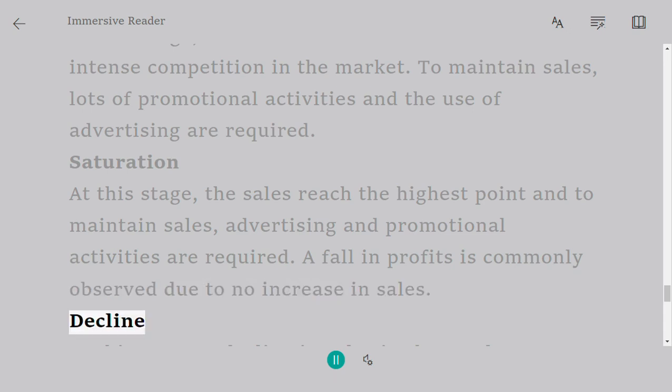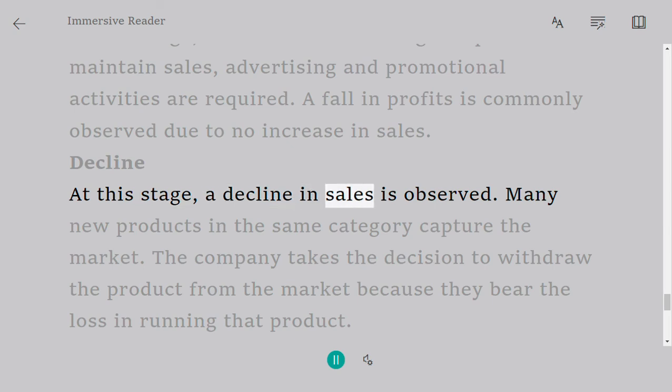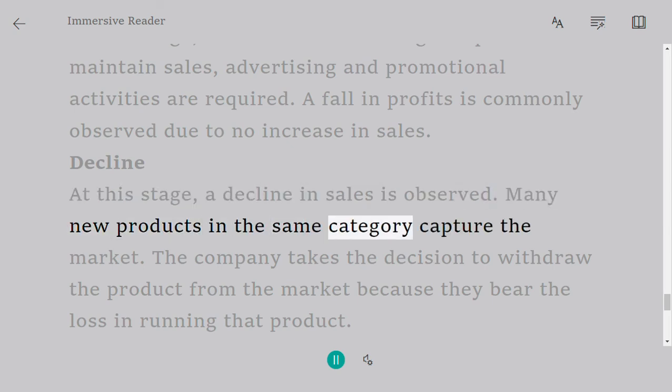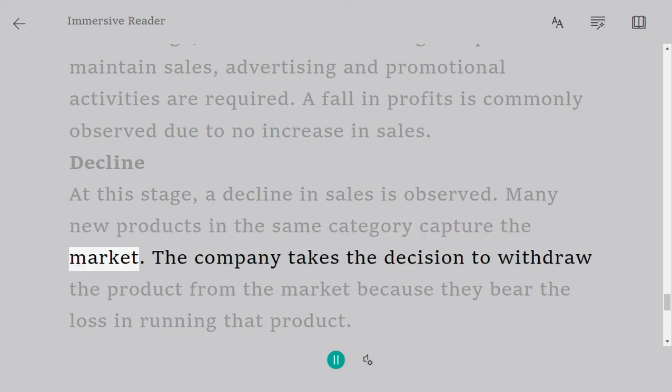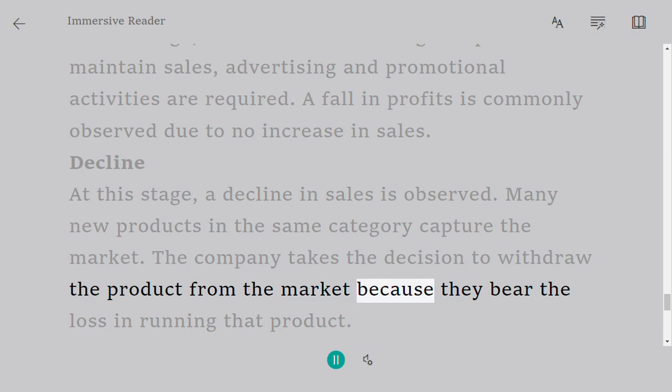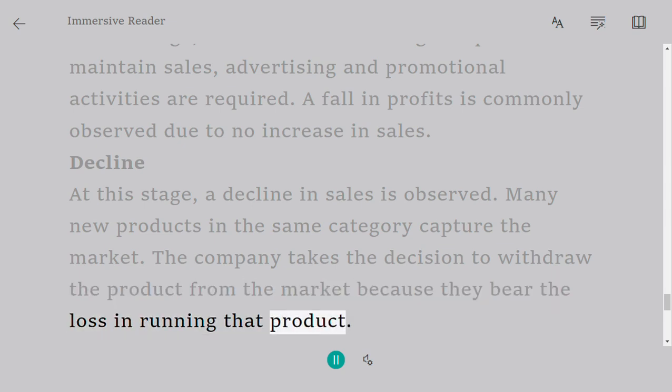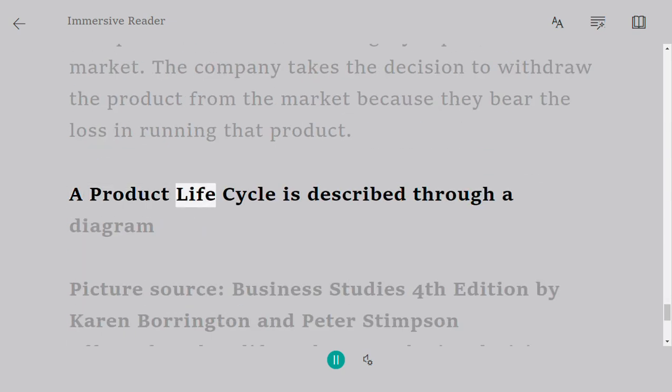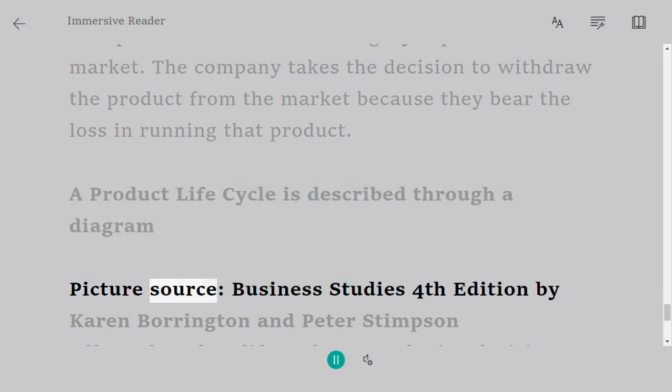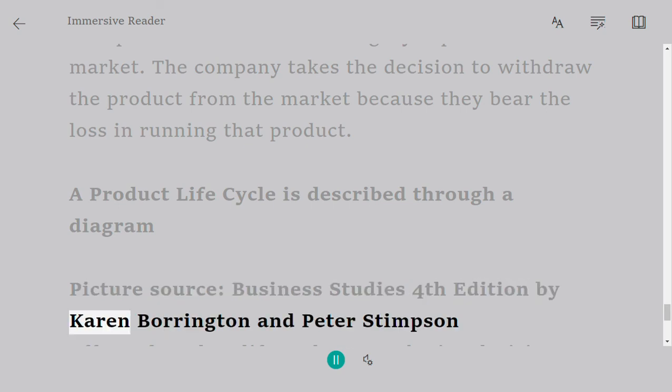Decline. At this stage, a decline in sales is observed. Many new products in the same category capture the market. The company takes the decision to withdraw the product from the market because they bear the loss in running that product. A product life cycle is described through a diagram. Picture source, Business Studies 4th edition by Karen Borrington and Peter Stimson.